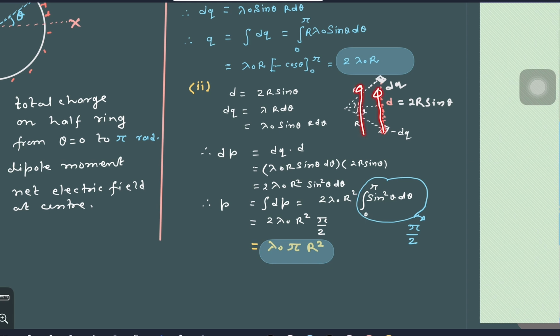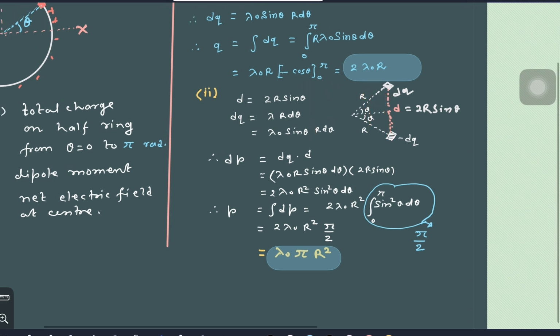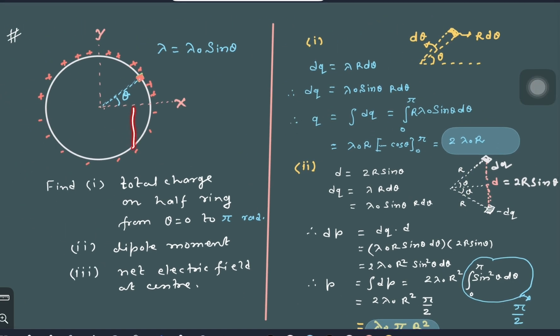Since all such pairs will have direction in the same, all such pairs, we imagine a pair here, all dipole moments will be in the same direction. So we can directly integrate the dipole moment of this dq and minus dq.